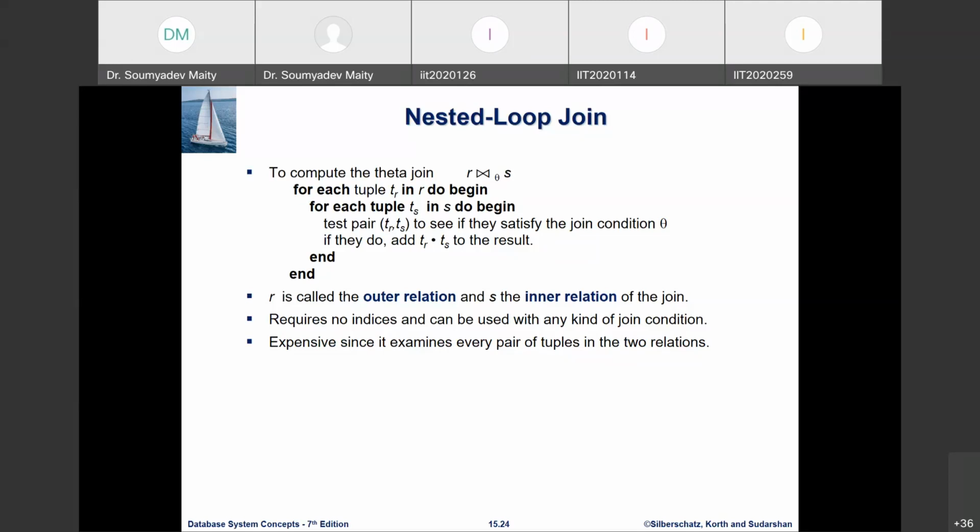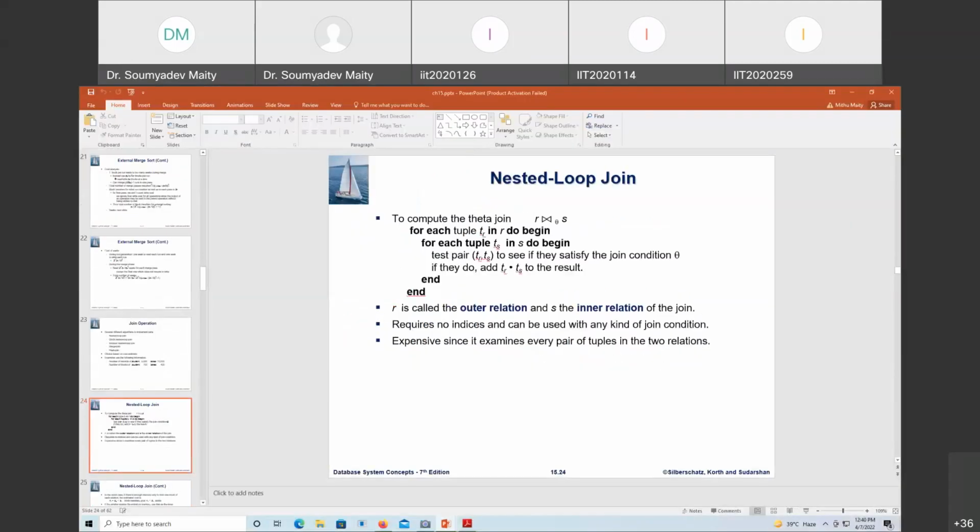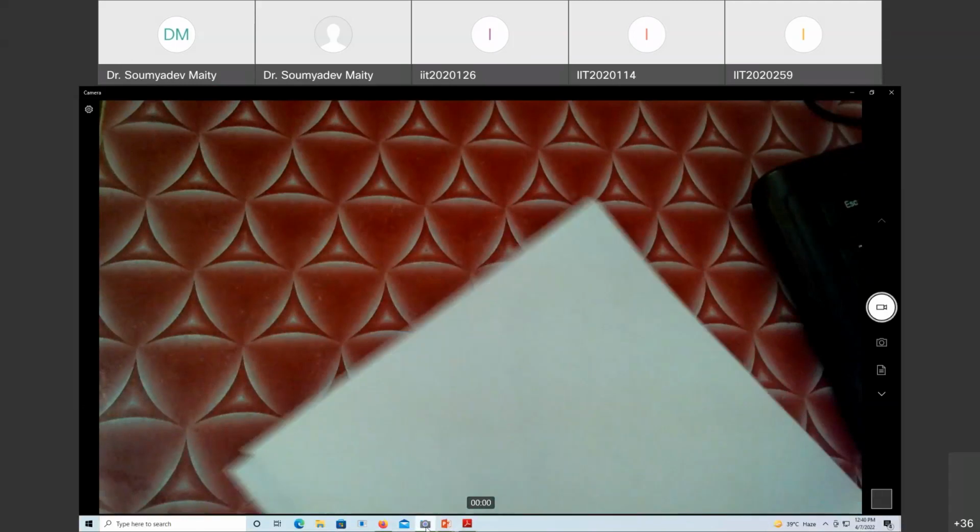So the first algorithm that we'll discuss is nested loop join. How to perform the join operation? You are already familiar with the theta join. What is a theta join? There is a condition theta, which is something like a selection. So how do you implement a theta join actually?